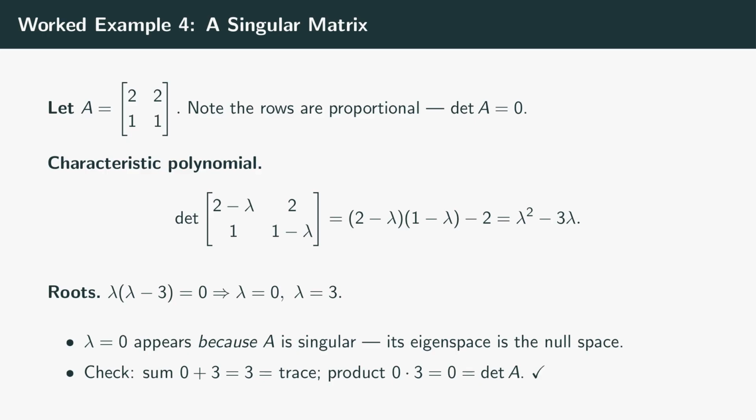The 0 eigenvalue is not an accident. It appears precisely because the matrix is singular. A 0 eigenvalue means there is a non-zero vector the matrix sends to the origin, and its eigenspace is exactly the null space we studied earlier in the course. Run the checks: the eigenvalues sum to 3, matching the trace of 2 plus 1, and they multiply to 0, matching the determinant. Singular matrix, 0 eigenvalue, two faces of the same fact.